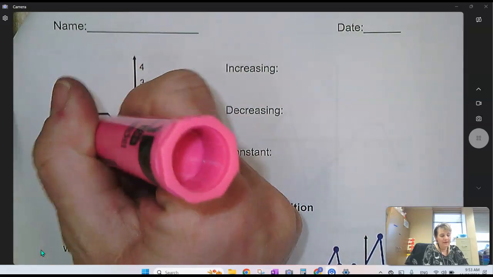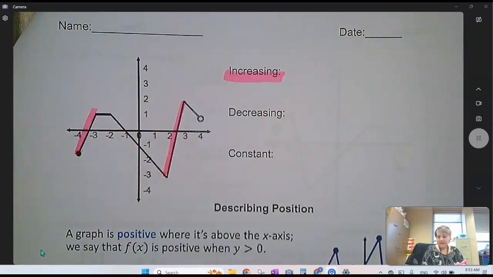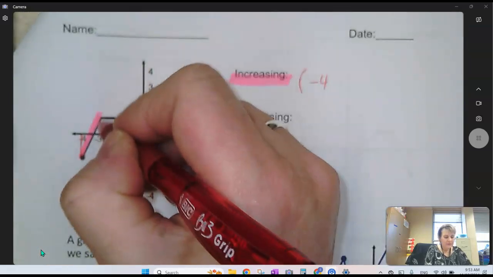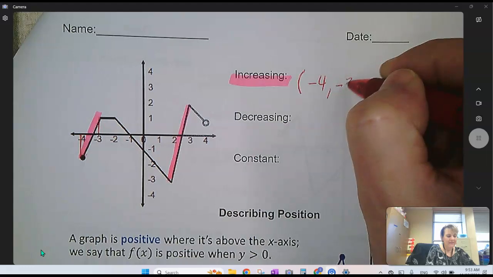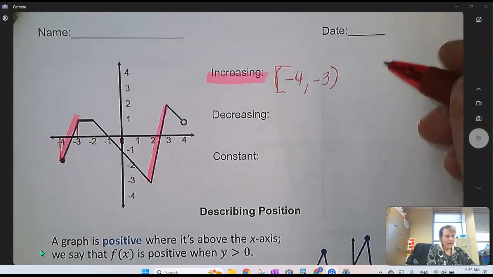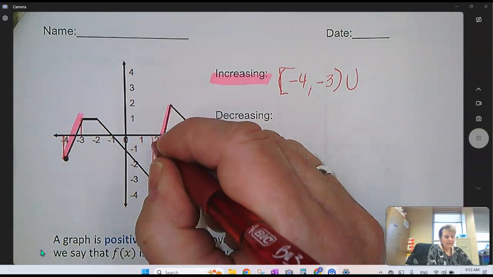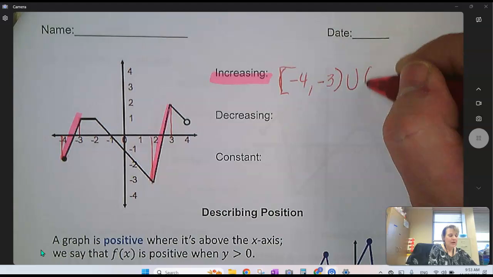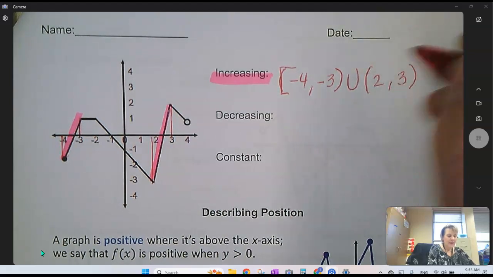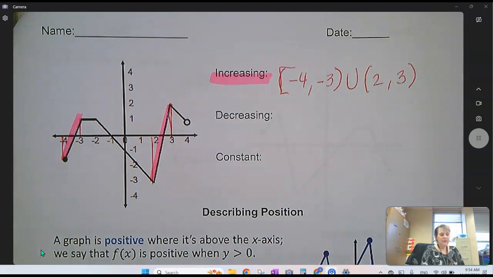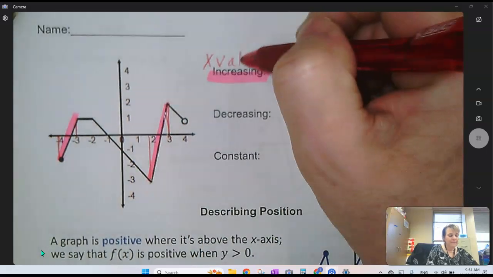Highlight it in. Okay, we have increasing. Increasing is going to be -4 to -3, and from 2 to 3. Remember, we're going to the x values. See how I'm always going down or up to check what the x value is. I'm taking a point and going down to find what the x value is for each of these. Okay, x values only.